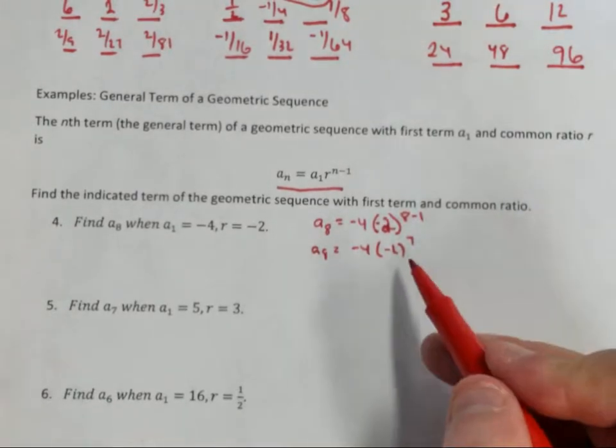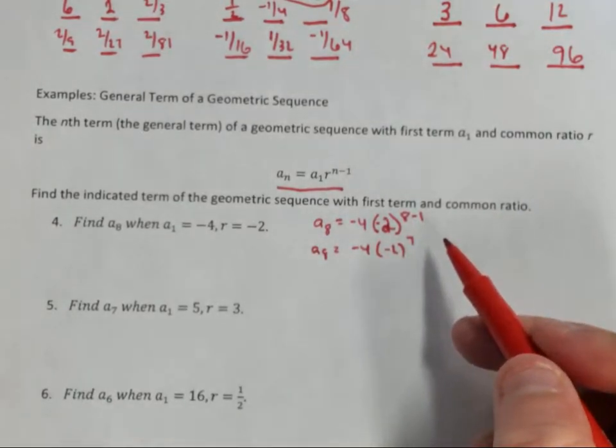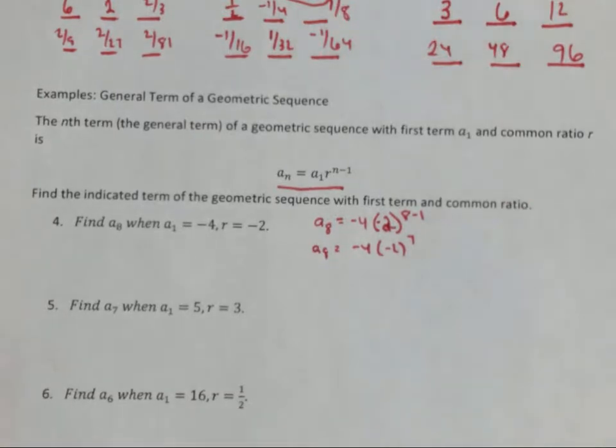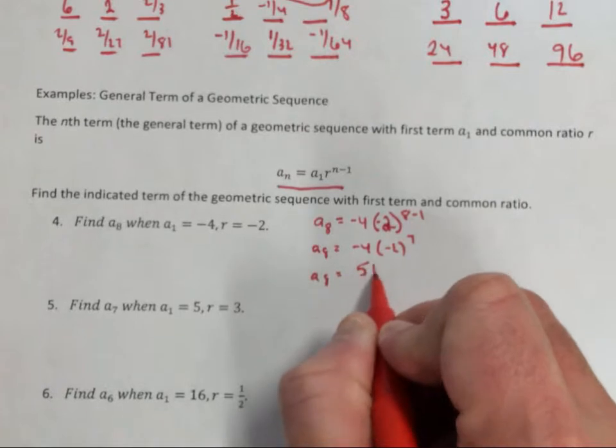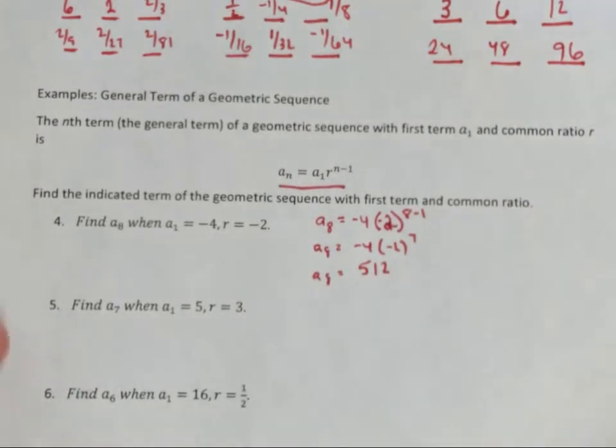Okay, now when I raise negative 2 to the 7, is that going to be a positive or negative value, guys? Negative, so let's do that. I'm going to times it by negative 4. See if you got the same thing. I got 512. Okay. Why don't you do number 5 now?